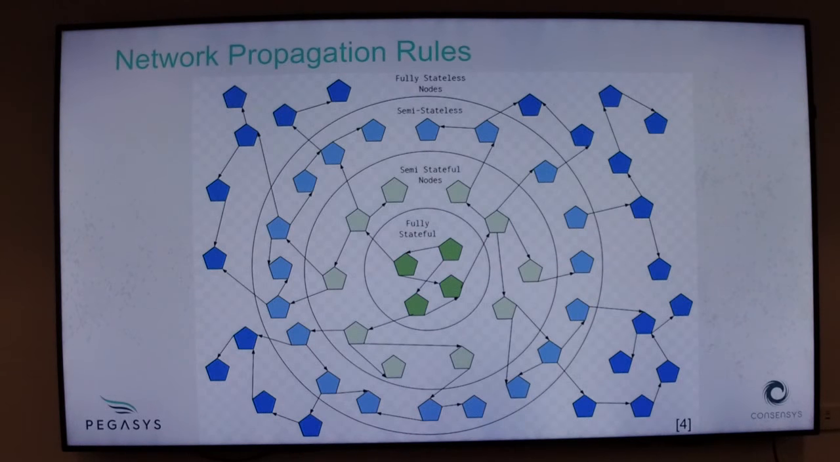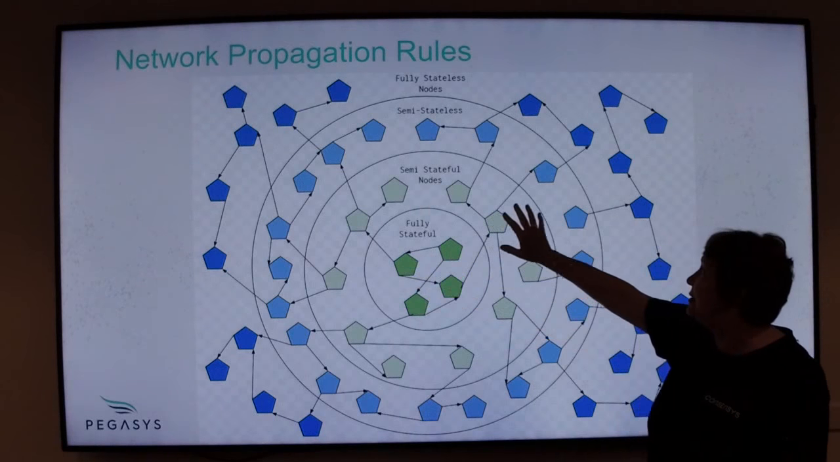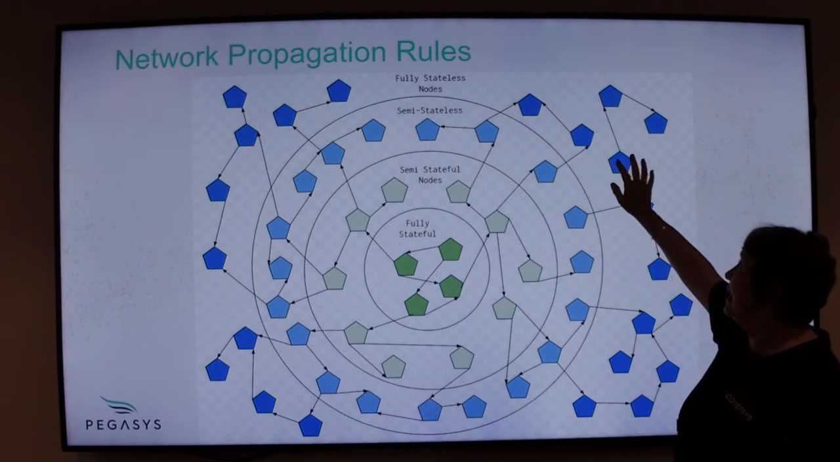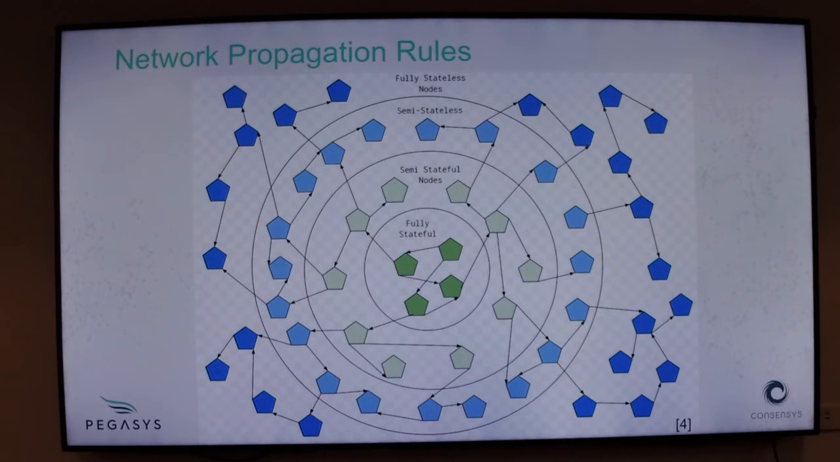So the network propagation rules, the way that Griffin has set this out, it's got fully stateful in the middle, so that's got all of your state, and then semi-stateful, semi-stateless, and fully stateless. Now, the assumption there is that if you have got no state, you will request it from those that have got a bit of state.